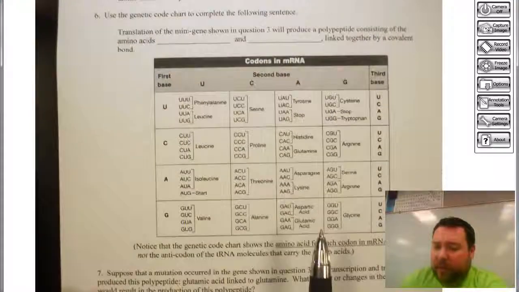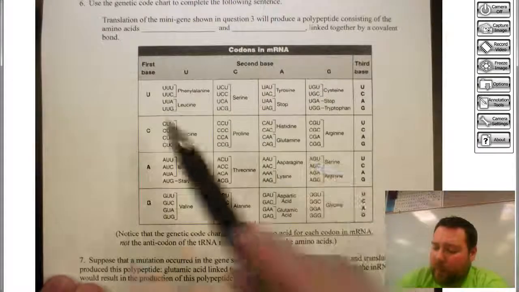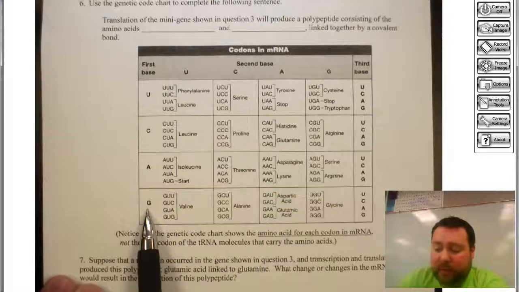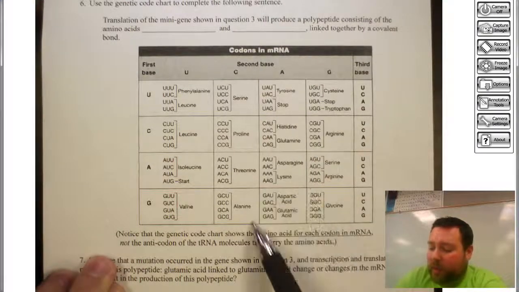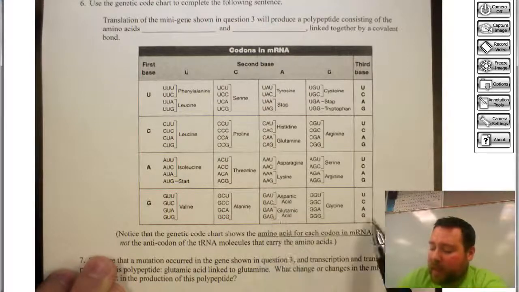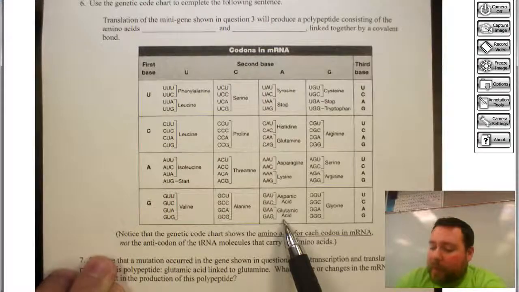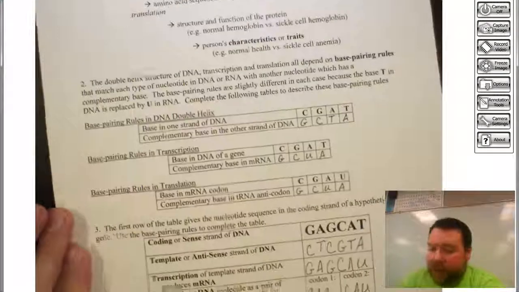And so looking at this, if I find my messenger RNA, one of my codons is GAG. So that tells me that if I come over to my codon chart, my first base is G, my second base is A, so that means I'm going to be somewhere in this box, and then my last base is G. So I'm going to be making glutamic acid for that particular amino acid.